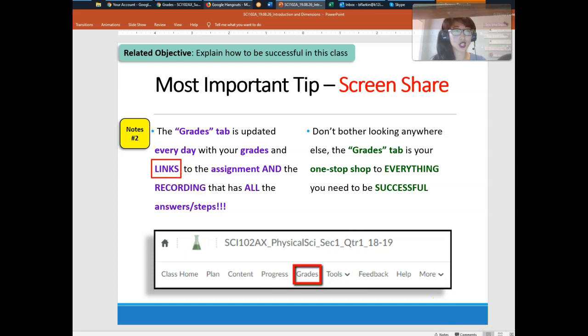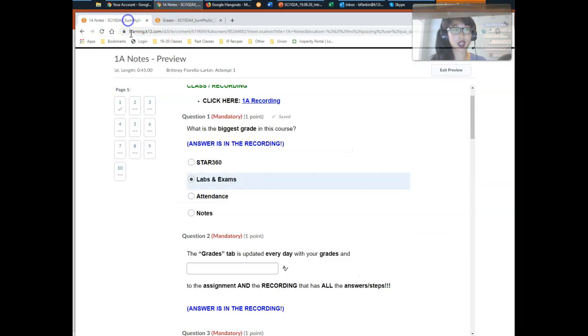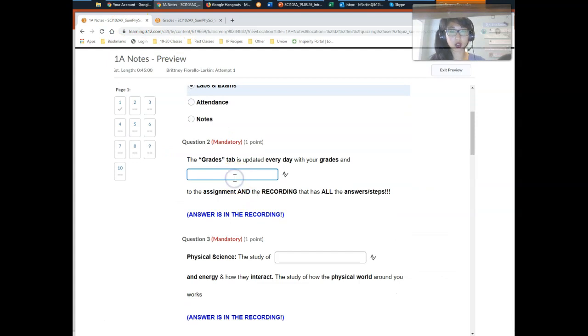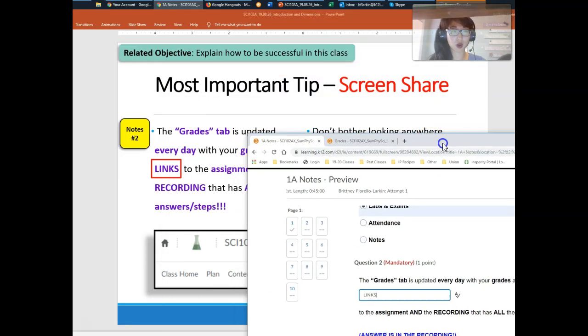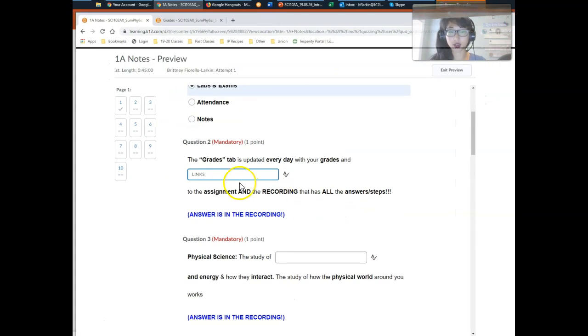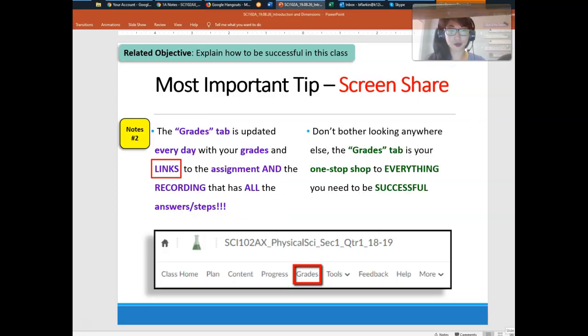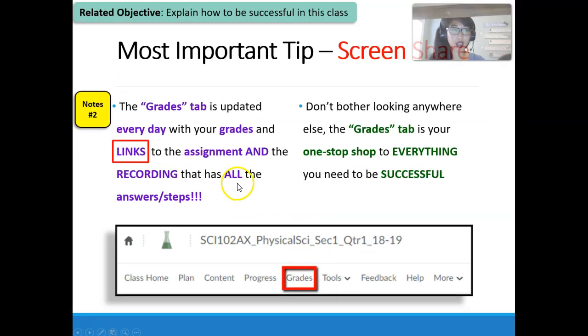So this is number 2 in your notes as well. So let me go back to that. So number 2 in your notes, the grades tab is updated every day with your grades and links to the assignments and recordings that have all the answers and steps. You don't have to capitalize, but if you prefer, just write it the way that you see it, because that'll make sure that you get your credit. Spelling does matter, so make sure you spell it correctly. Okay, so that is our notes number 2.